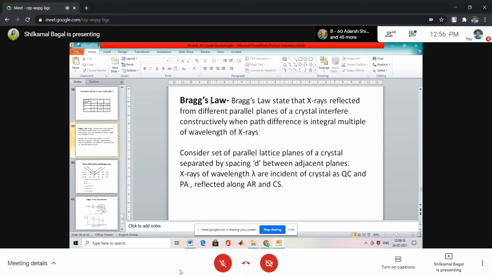Now, first of all, we should know that X-rays are used to study the crystal structure. Okay, not ordinary light. Ordinary light cannot be used to study the crystal structure. When X-rays are incident on the crystal, then they get reflected or diffracted from the crystal atoms, so that we get the image of the crystalline solid. Then why only X-rays are used to study the crystal structure?